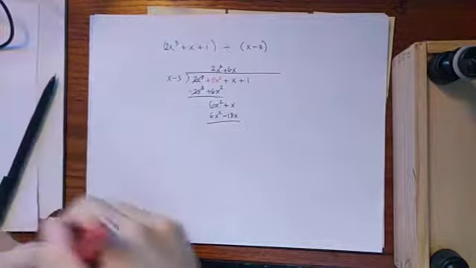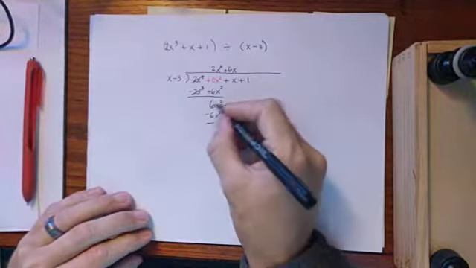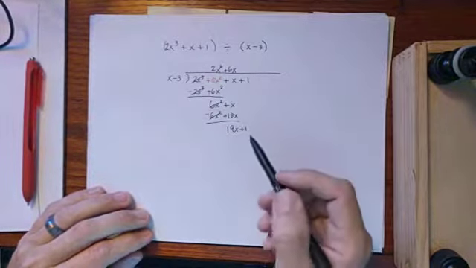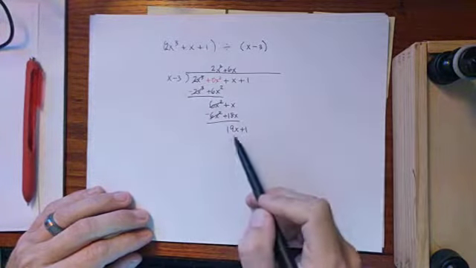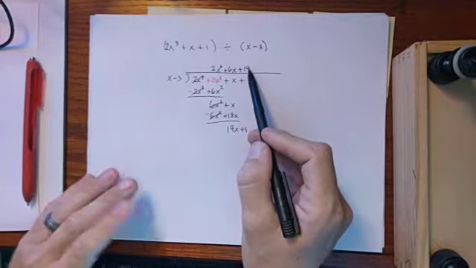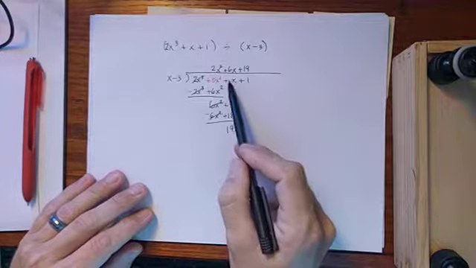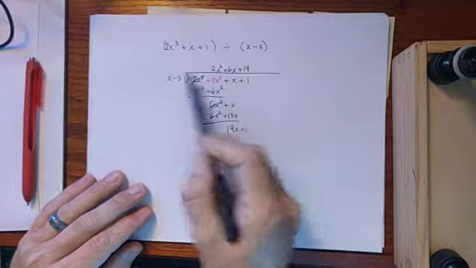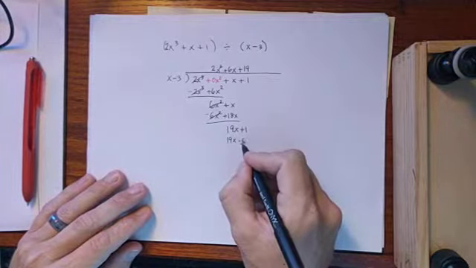I'm speeding this process up a little bit because this is very repetitive. You just keep doing the same thing over and over again, right? So this is 19x plus 1, and we have to put a number here, right? So what number times 1 makes 19? And the answer is 19. Don't get freaked out by the fact that that's a two-digit number. That's okay. You can have as many digits as you want in a term, right? So 19 times x is 19x. 19 times negative 3 is negative 57.